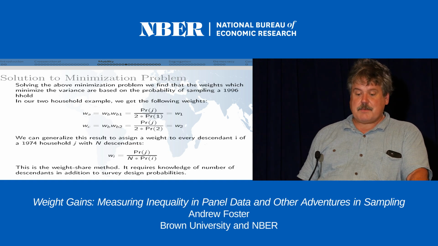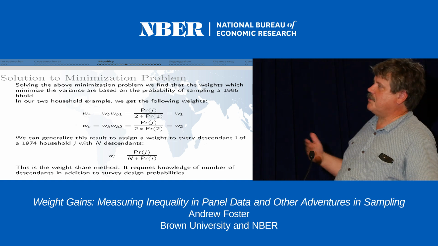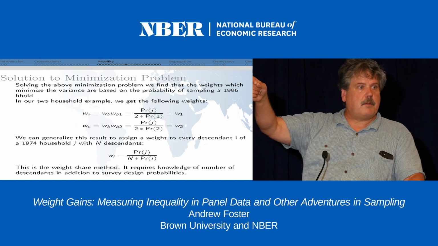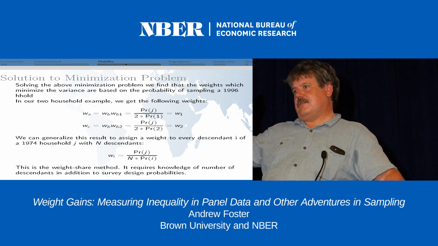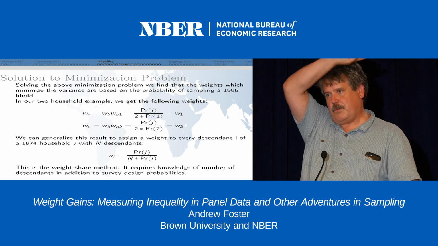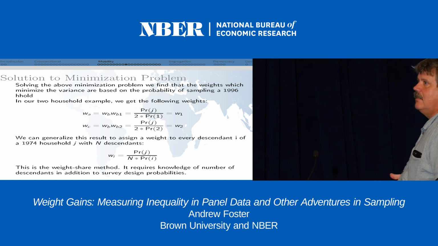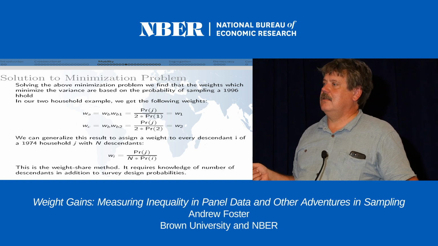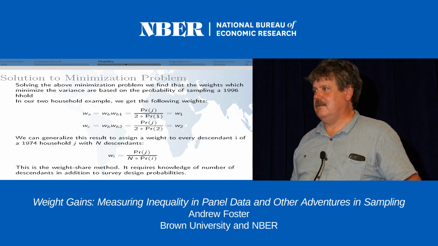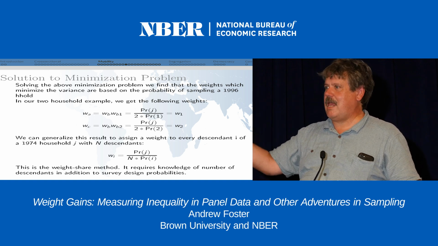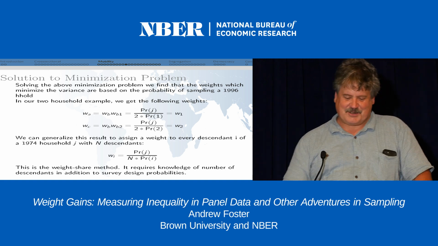So I did this maximization, and much to our surprise, we ended up with this very simple formula, where the weights you should apply depend on the probability of sampling a household, probability of i, which is the probability of the original household, which we've calculated in ways that I talked about before, and n, which is in this case the number of sons. So this is what I got. This should look familiar to you, or it should ring a bell. This is actually the weight share method. I came up with it, but of course then I realized almost everybody knew that, at least within a certain class of people.